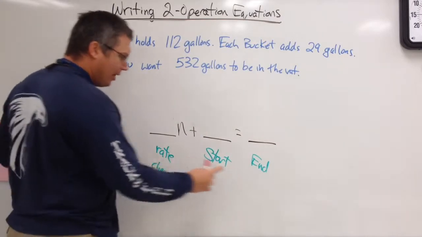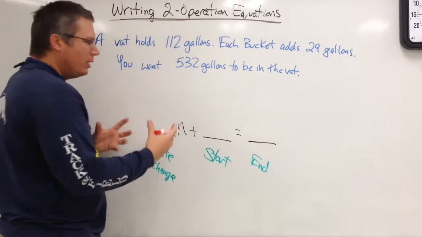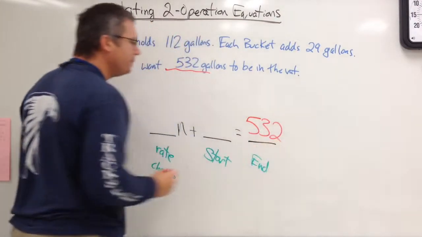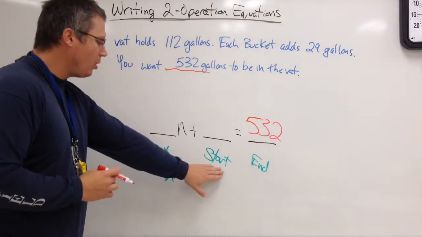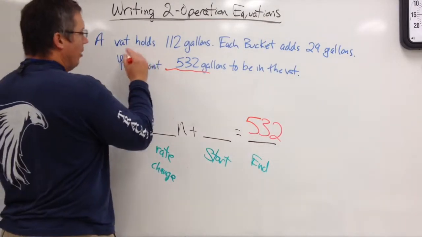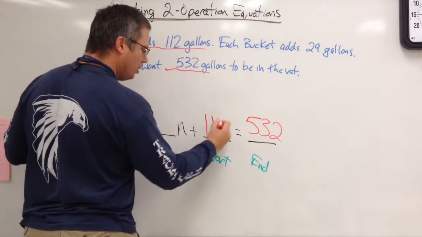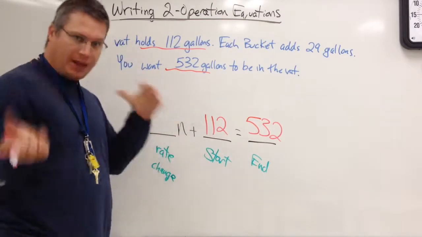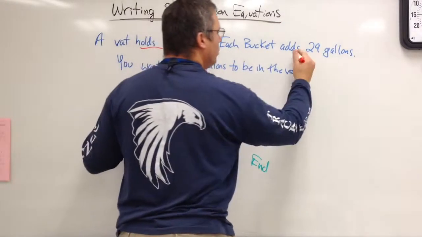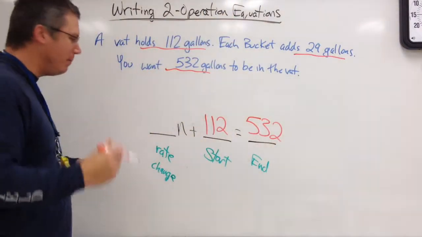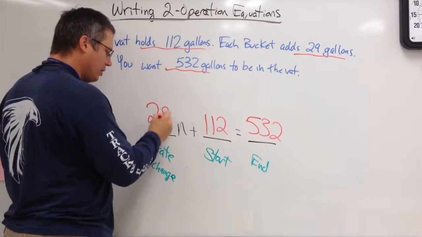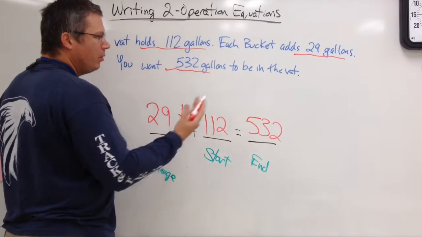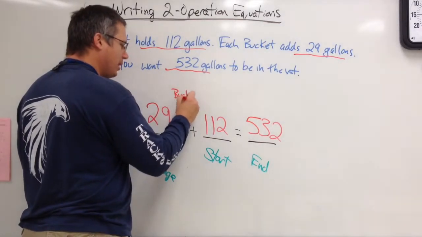So let's start taking things through. How much do I want to end up with? I want to end up with 532. So 532 is my end result. What is my starting point? A vat currently holds 112 gallons. 112. Okay, my rate, every time I'm doing something repeatedly, it's bringing in 29 more gallons. So each bucket that I dump in brings in 29 gallons. And in this example, the variable n refers to how many buckets it will take.